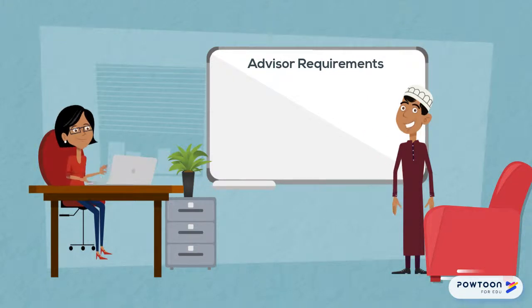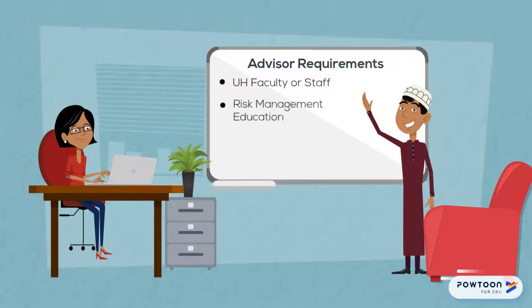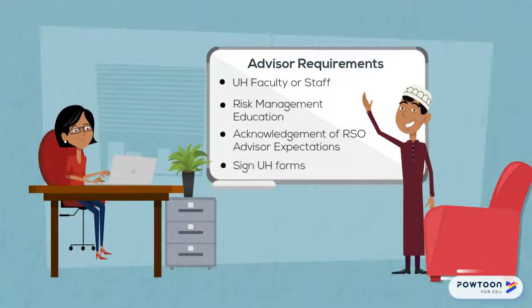The requirements for an organization advisor are as follows. The individual must be classified as either a faculty or staff member per UH Human Resources. The advisor must complete the State of Texas mandated risk management education. This will only need to be completed once for the duration of serving as an advisor for any UH RSO. The advisor must complete the Acknowledgement of Registered Student Organization Advisor Expectations form, which is included in your Get Involved application. The advisor will also be responsible for signing any UH forms for services and benefits that may require advisor signature authorization.